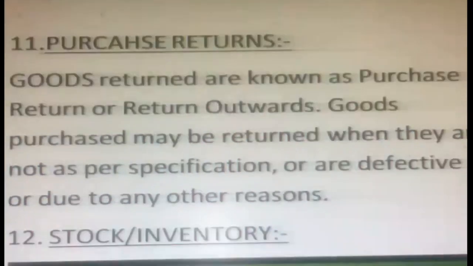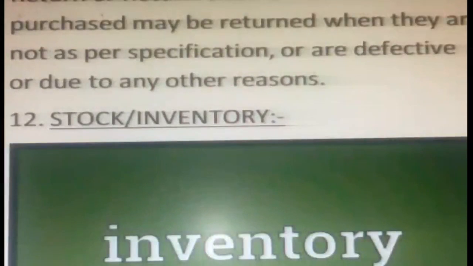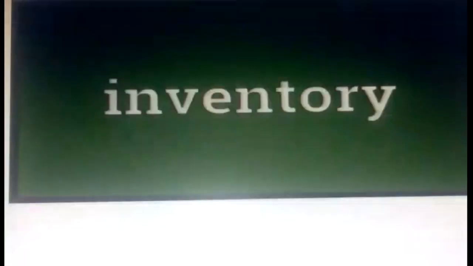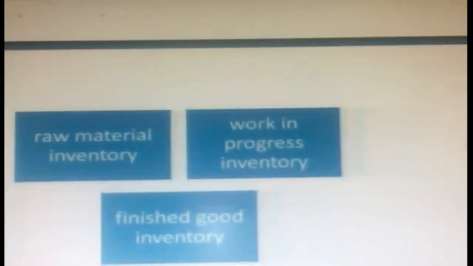Then the next one is very, very important: stock or inventory. What is the meaning of stock or inventory? It may be raw material, or work in progress, or finished goods. So here, in three ways you can say inventory may be raw material.